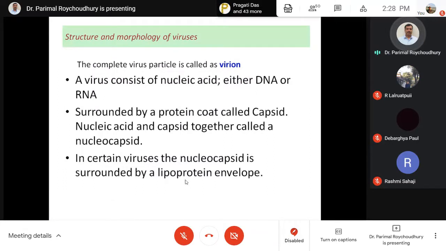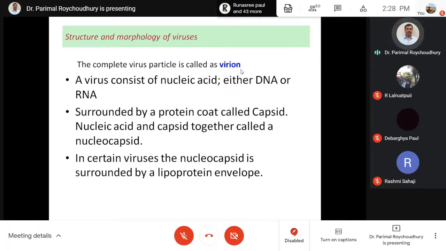Now straight away we'll go to the structure and morphology of viruses. As Subrisa told, he has covered most of its part, but still, taking it as a revision, we will again discuss the structure and morphology of viruses. The first thing all of you must understand, and note it down: virion, V-I-R-I-O-N. Virion means an infectious virus particle. A complete virus particle is called a virion, okay?